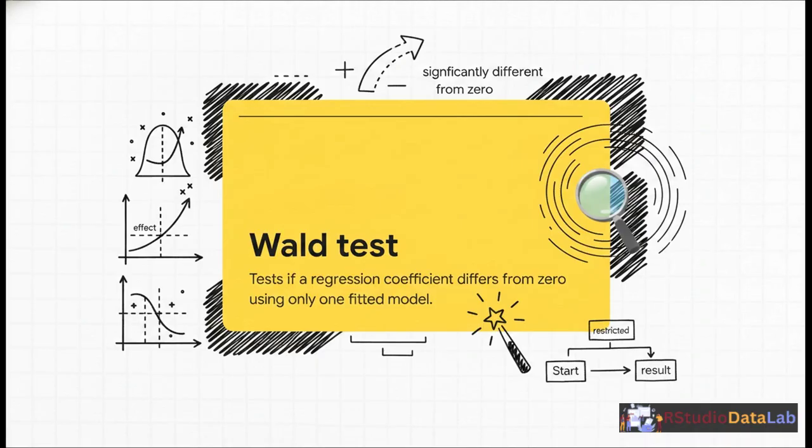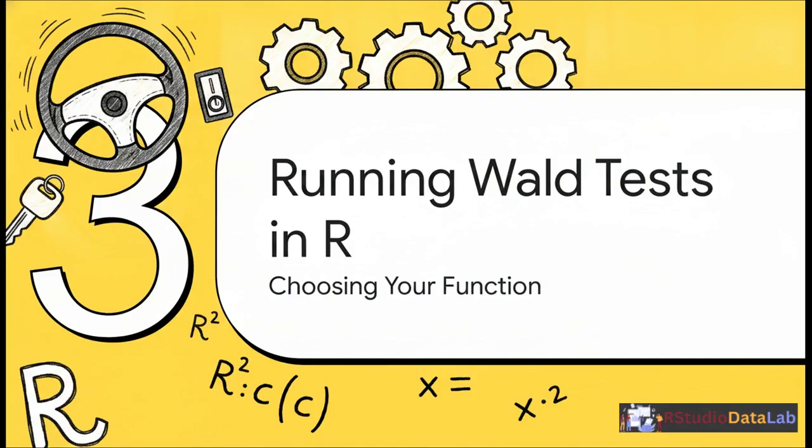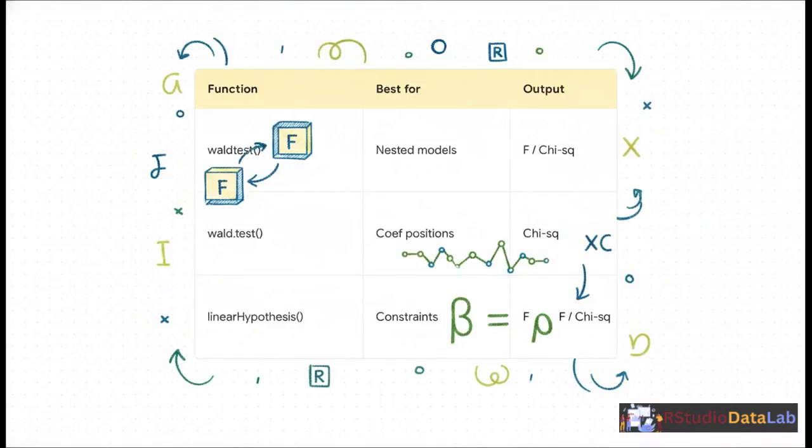Okay, on to section 3, running Wald tests in R. Let's talk about choosing your function. R actually gives you 3 separate routes to run this test, and it depends entirely on your specific situation. If you're comparing 2 nested models directly, you'll want the waldtest function from the lmtest package, which is going to spit out an F statistic. Now, if you want to test specific coefficient positions without fitting a whole second model, grab wald.test from the aod package to get a chi-squared statistic.